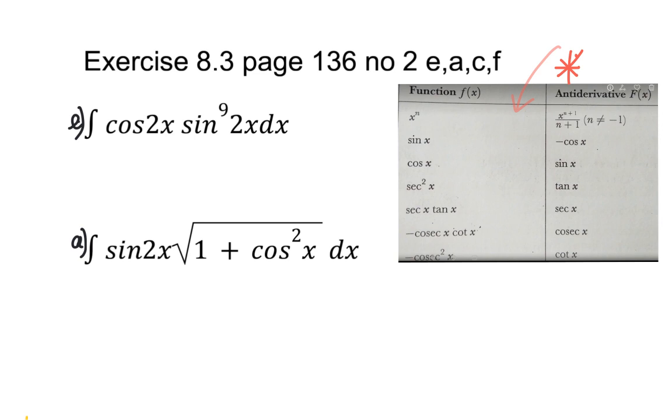Look at the table, look at the example. So I have an integral which is cos of 2x times sine of 9x. Now if I look at my table here, I don't see any combination of cos of 2x and sine to the power of 9 or to the power of n, which means that I cannot use this table to answer my first question. It will be the combination of something else and my table.